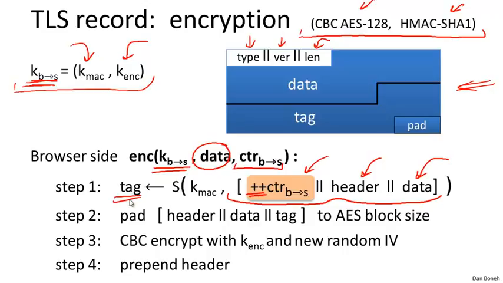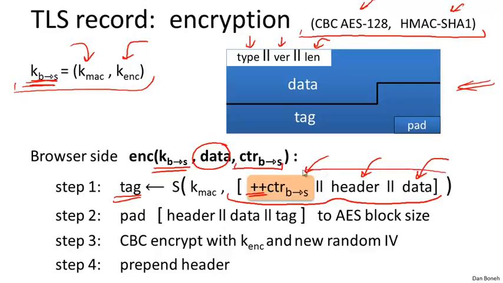Okay, so this is an interesting approach where even though the two sides maintain these counters that function as nonces, there's no reason to send the nonces in the record, because both sides already know what counters to expect in every record that they receive. Okay, so that's the tag.